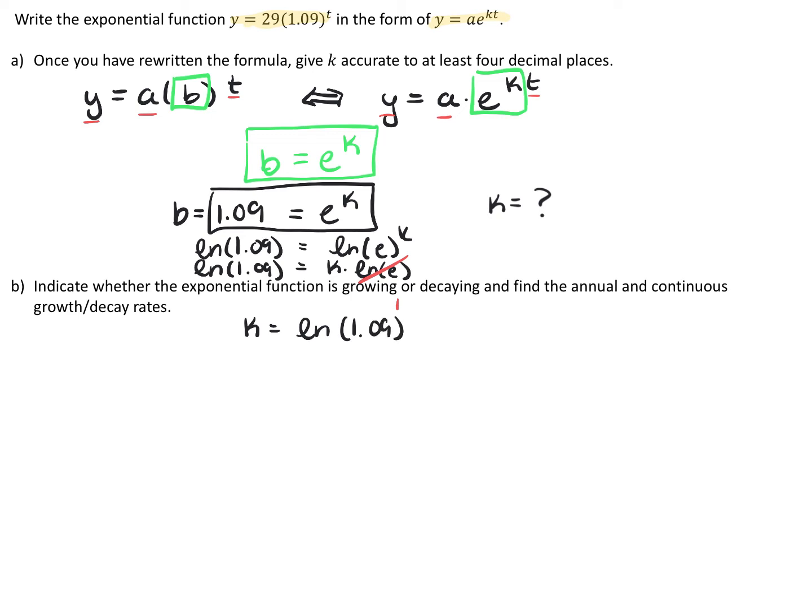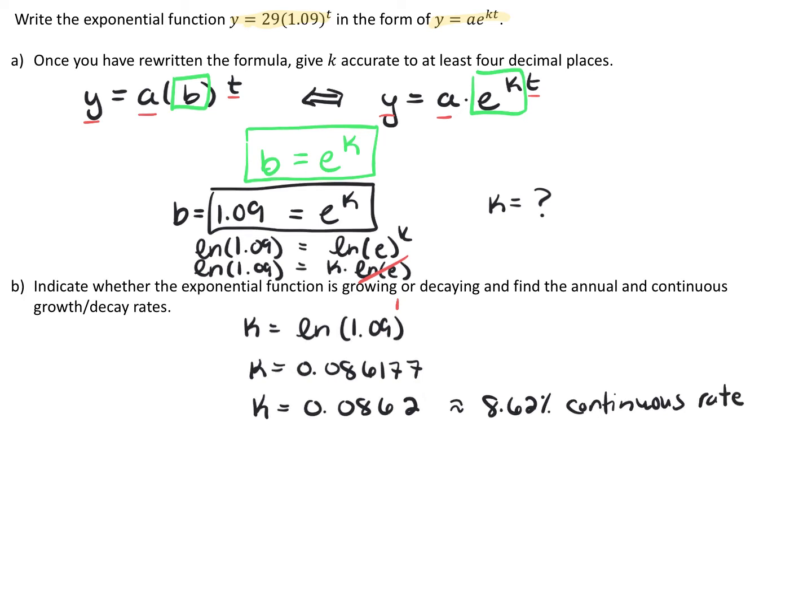So go ahead and just put that into your calculator. Natural log of 1.09 is 0.086177, and we want to take this out to 4 decimal places. So this means that k is equal to 0.0862, which is approximately 8.62% continuous. So this is the continuous rate.